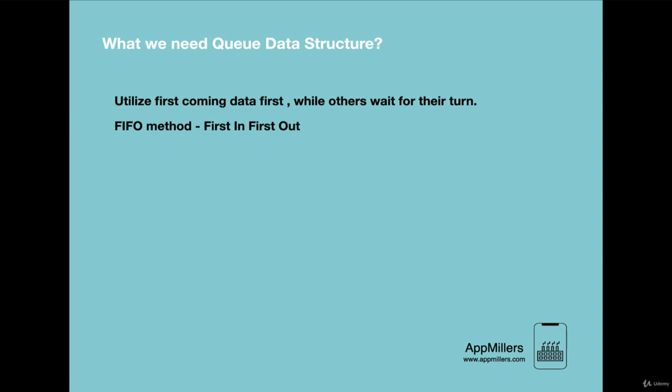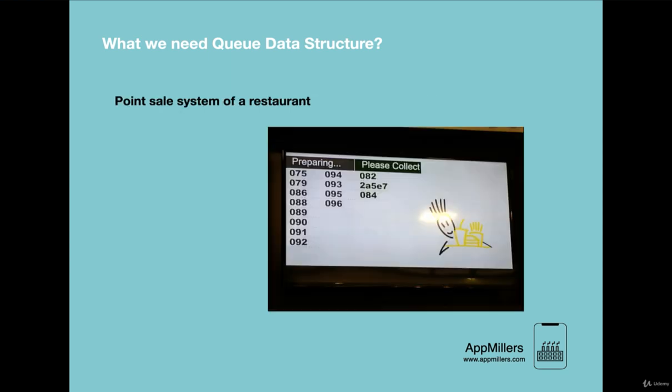So let's see the applications in which we are using the queue data structure. The first application is the point of sale system of a restaurant. It's obvious that the orders must be processed in the order they were received. As an order is received, it is added to the back of the queue and read from the front of the queue by the cook's device. This allows cooks to cook meals in the order they were received.